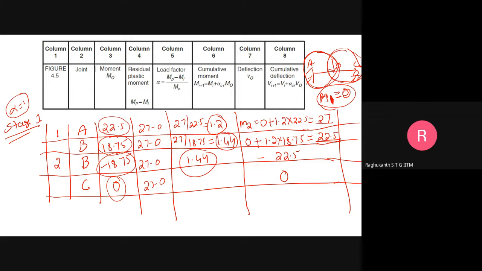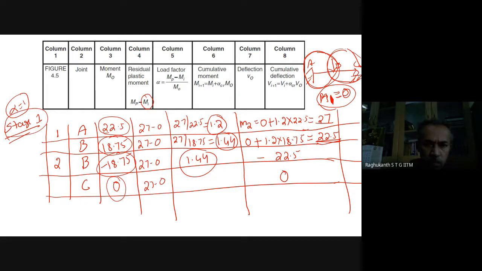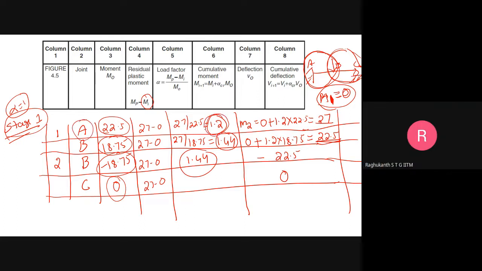Then the residual plastic moment. Because it is statically indeterminate, you have to repeat the analysis. In the starting, the residual moment can be taken as zero for the stage one analysis. And then you find out the load factor, that is the factor at which one of the places becomes plastic. In this problem, we found out that A becomes plastic first, so 1.2 is the load factor.